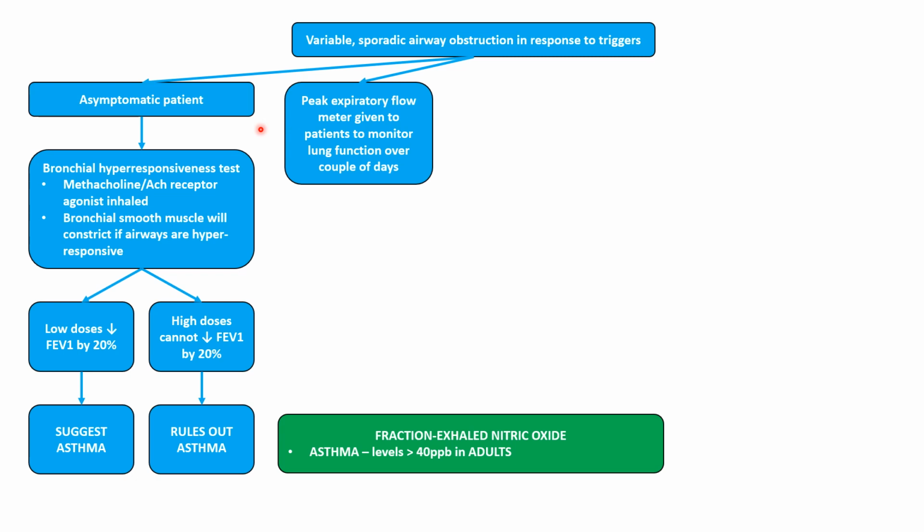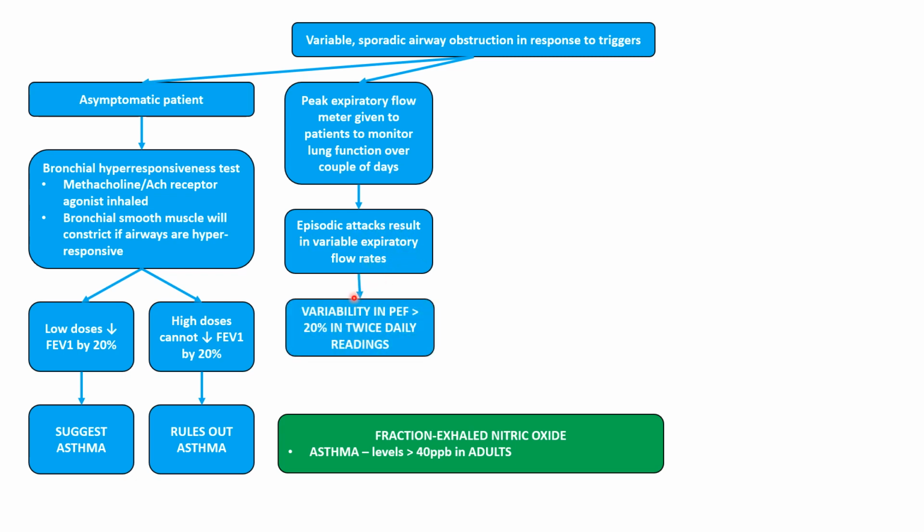Then we also want to do some peak expiratory flow measurements. We do this by giving the patient a peak expiratory flow meter, which helps the patient to monitor their lung function, typically over several days. Episodic attacks result in variable expiratory flow rates, and one of the things to be aware of in terms of asthma investigations is that patients can have variability in peak expiratory flow greater than 20% in twice daily readings. That's the diurnal variation, which we talked about in the previous video.